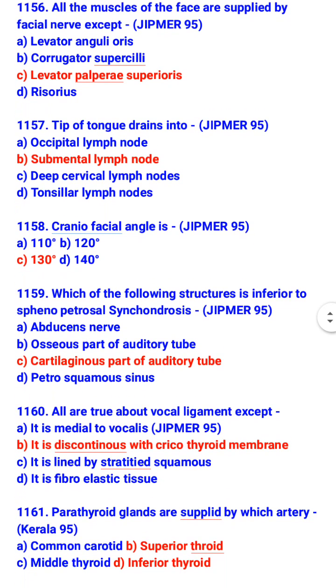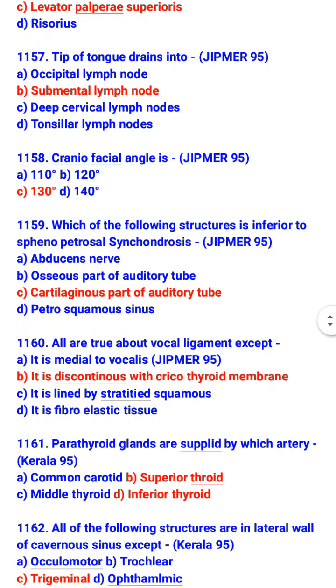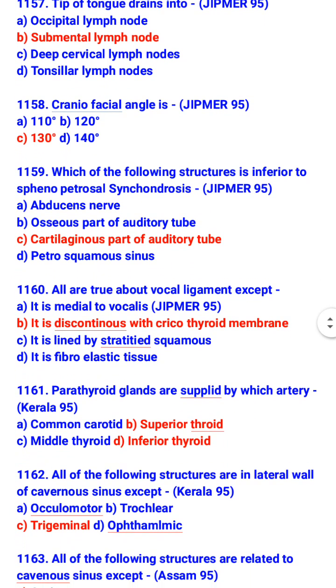Which of the following structures is inferior to sphenopetrosal chondrosis? Cartilaginous part of auditory tube. All are true about vocal ligament except that it is discontinuous with cricothyroid membrane. It is continuous with cricothyroid membrane. And what other is true about vocal ligament? It is medial to vocalis, it is lined by stratified squamous, and it is fibroelastic tissue.